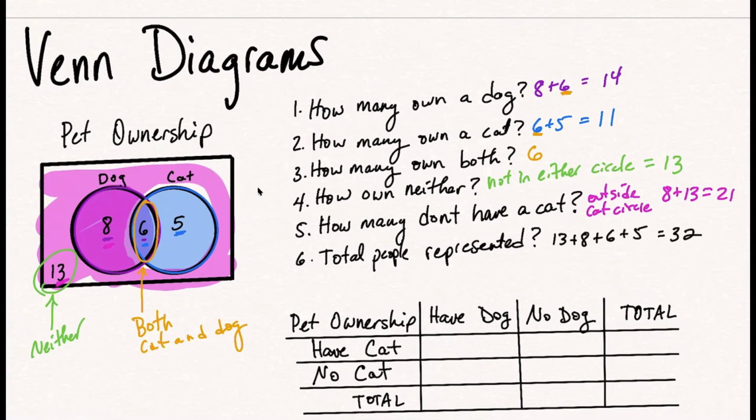We can also represent this information in what's called a two-way table. And it's called a two-way table because we can read it 2 ways. We can read it down, have a dog or don't have a dog, or we can read it across, have a cat or don't have a cat. Usually we prefer the visual Venn diagram if possible, but sometimes we only have a table. So let's take the information from this Venn diagram and put it in this table.